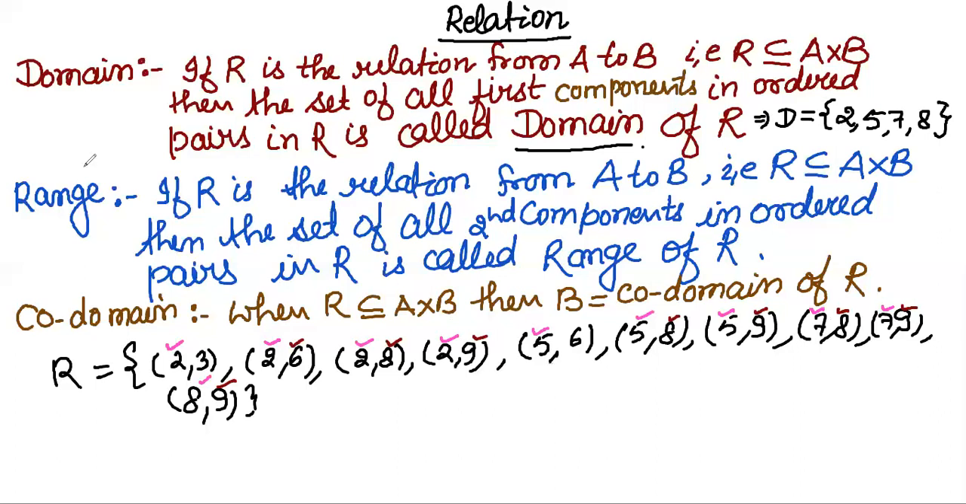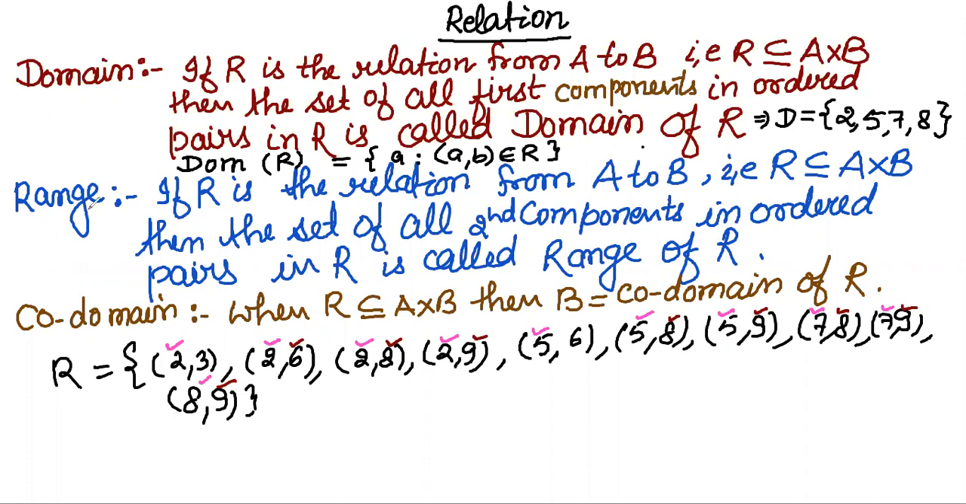Okay. So we can write the domain of a relation R in set builder form. We can write it as {a such that (a, b) belongs to R}. This a is called the domain value of relation R.